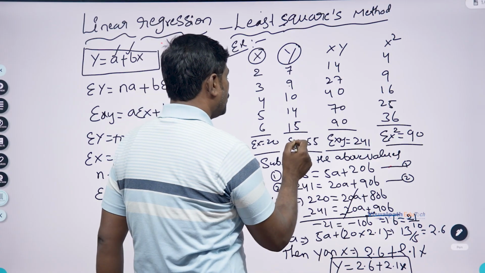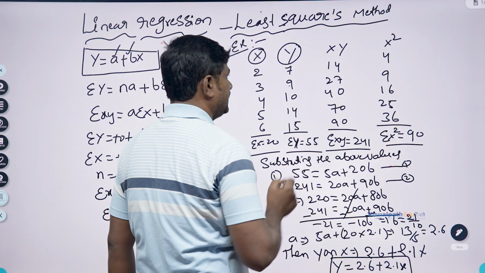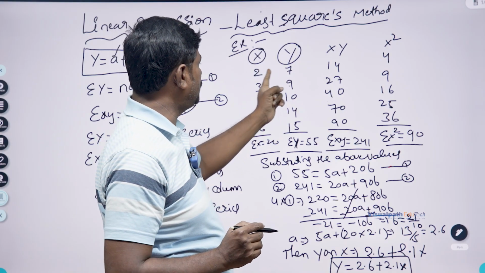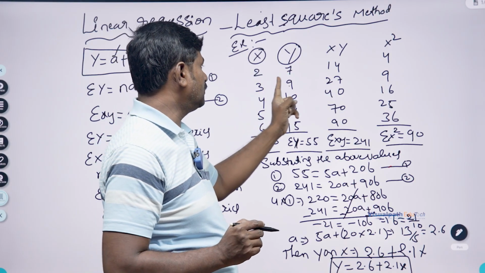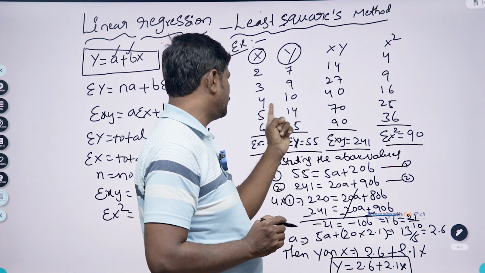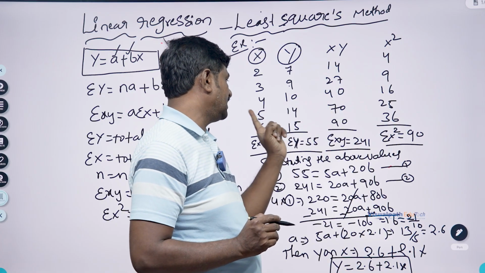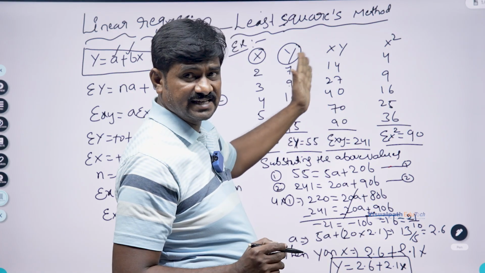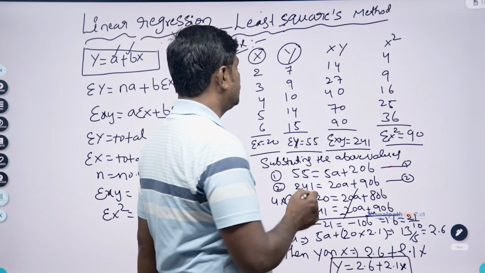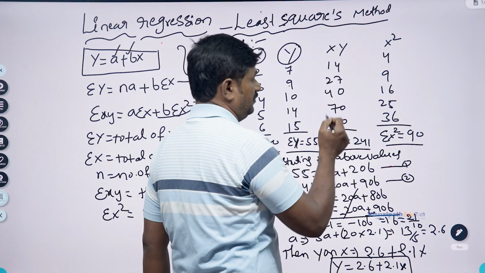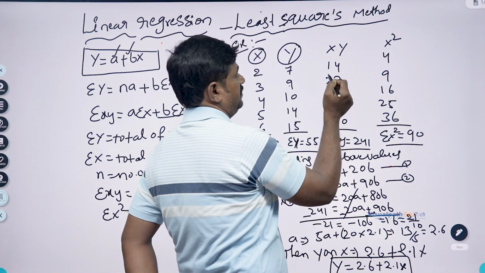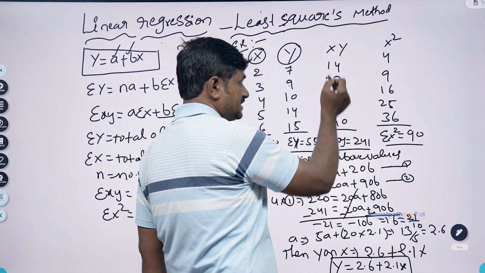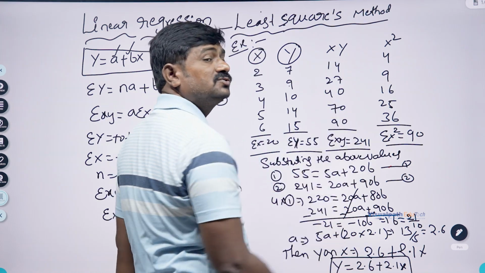Next, we need the product of x and y, that is sigma xy. First we do the product of xy: 2 into 7 is 14, 3 into 9 is 27, 4 tens are 40, 5 14s are 70, and 15 sixes are 90. That is the product of x and y. Now we calculate the summation of the xy column: 14 plus 27 plus 40 plus 70 plus 90. The total of sigma xy is 241.